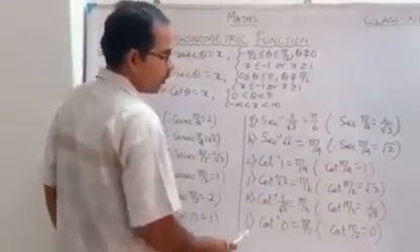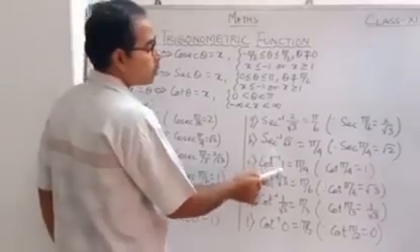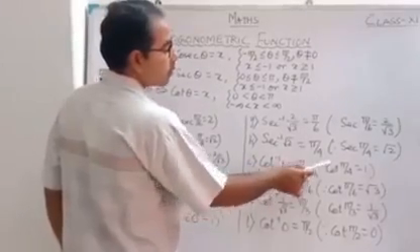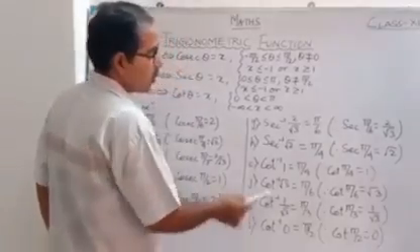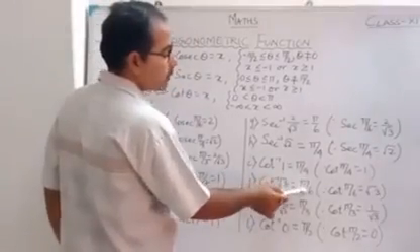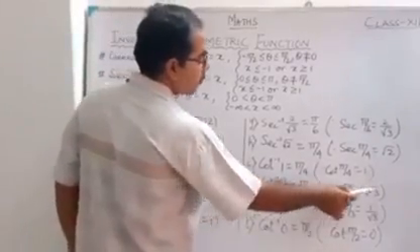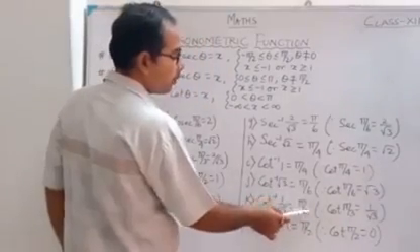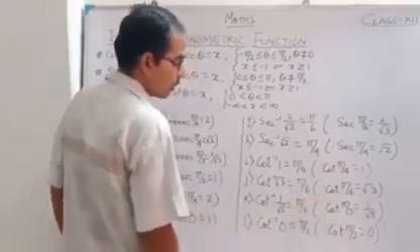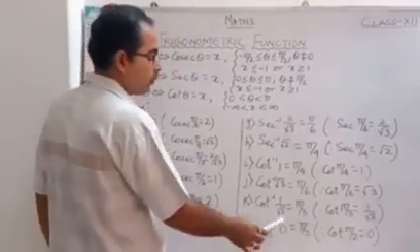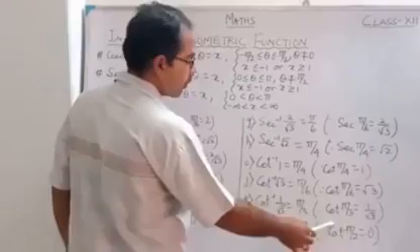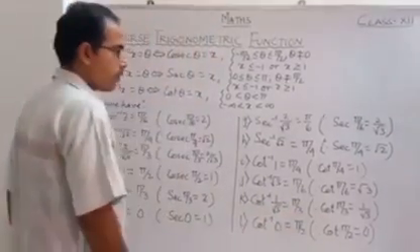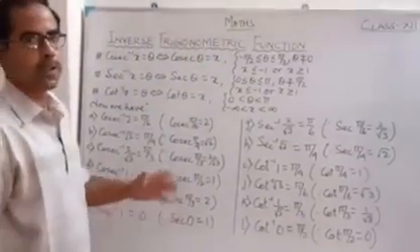to root 2. Next, for cot, cot inverse 1 equal to pi by 4 because cot pi by 4 equal to 1. Cot inverse root 3 equal to pi by 6 because cot pi by 6 equal to root 3, and cot inverse 1 by root 3 equal to pi by 3 because cot pi by 3 equal to 1 by root 3. And cot inverse 0 equal to pi by 2 because cot pi by 2 equal to 0. So these are the formulas which we have to learn.